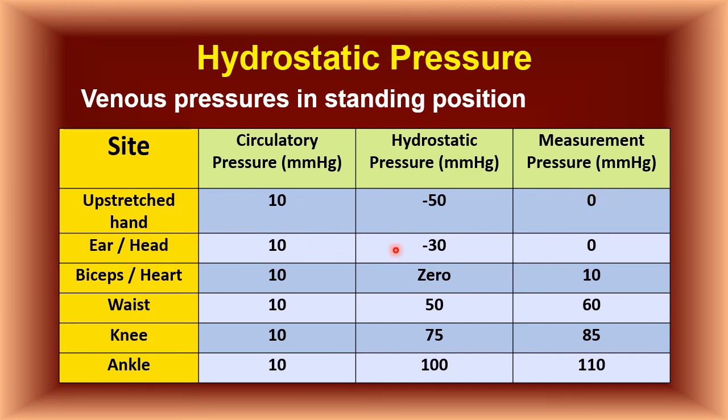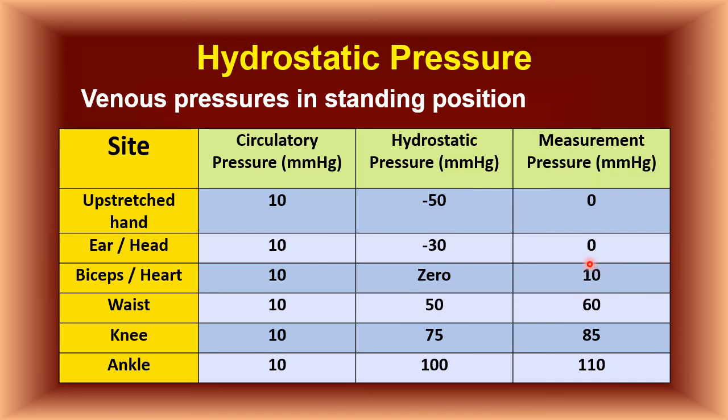And the top of the head, the same story. I will have negative 30 plus 10. I should have negative 20, but it will not happen, again because the veins are collapsible. At the level of the heart, the brachial area, and a supine patient, I have 10 core pressure, or circulatory pressure. Hydrostatic, how much? 0. Okay, we mentioned this. So total pressure will be 10.